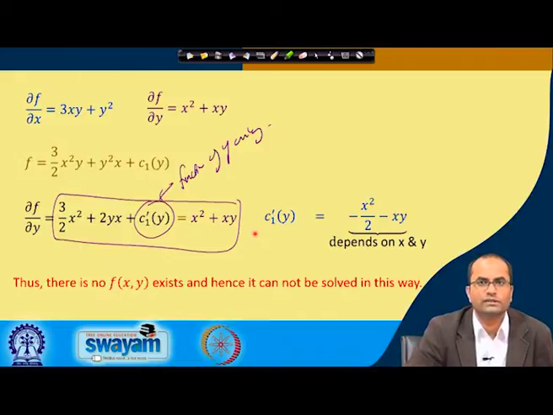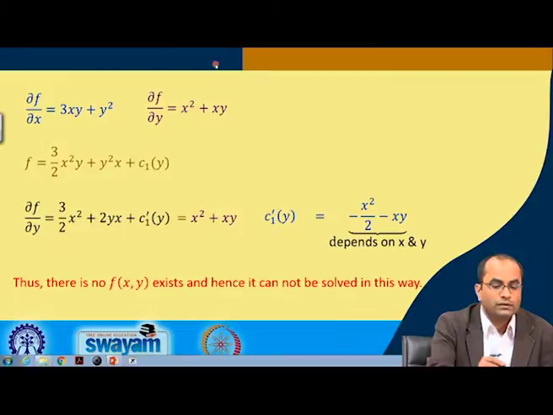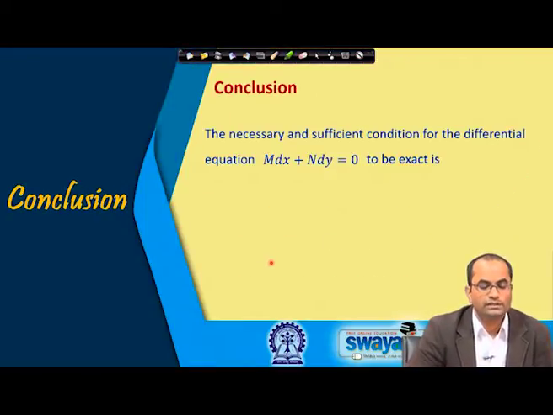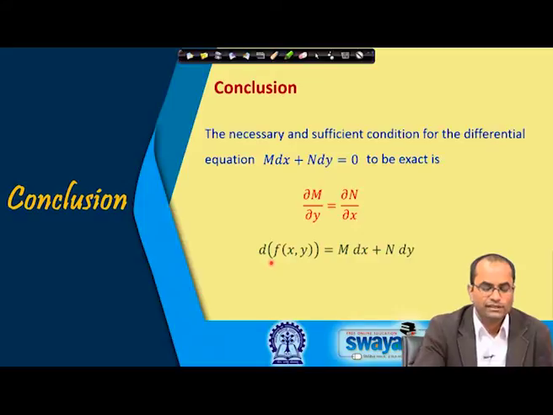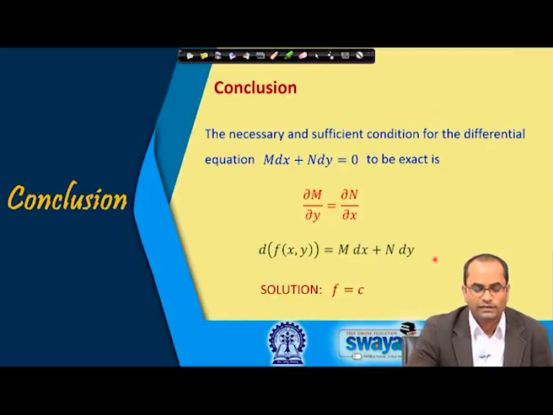So, this was just to demonstrate that if by mistake we proceed without checking exactness, and try to find such an f whose differential is the given differential equation, then we will get stuck exactly at this point where we cannot proceed further, and hence such an f does not exist. So, the conclusion is that the necessary and sufficient condition for the differential equation to be exact is del M over del y equal to del N over del x, and once we know that the equation is exact, then we can find an f whose differential is M dx plus N dy, and then we can write down the solution as f is equal to some constant.